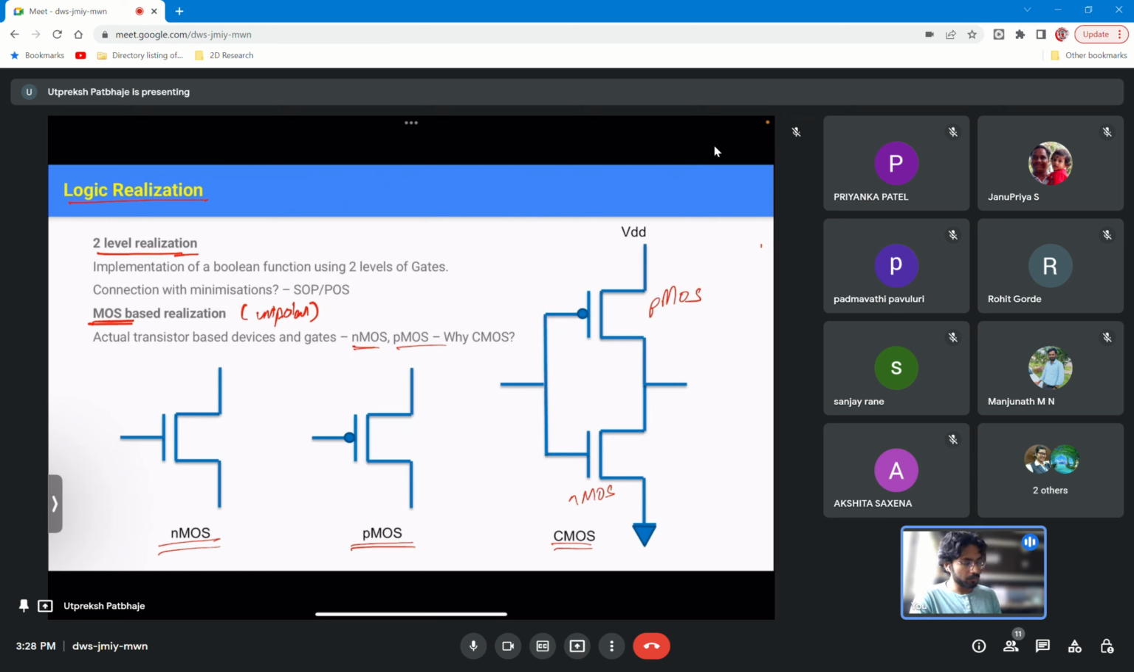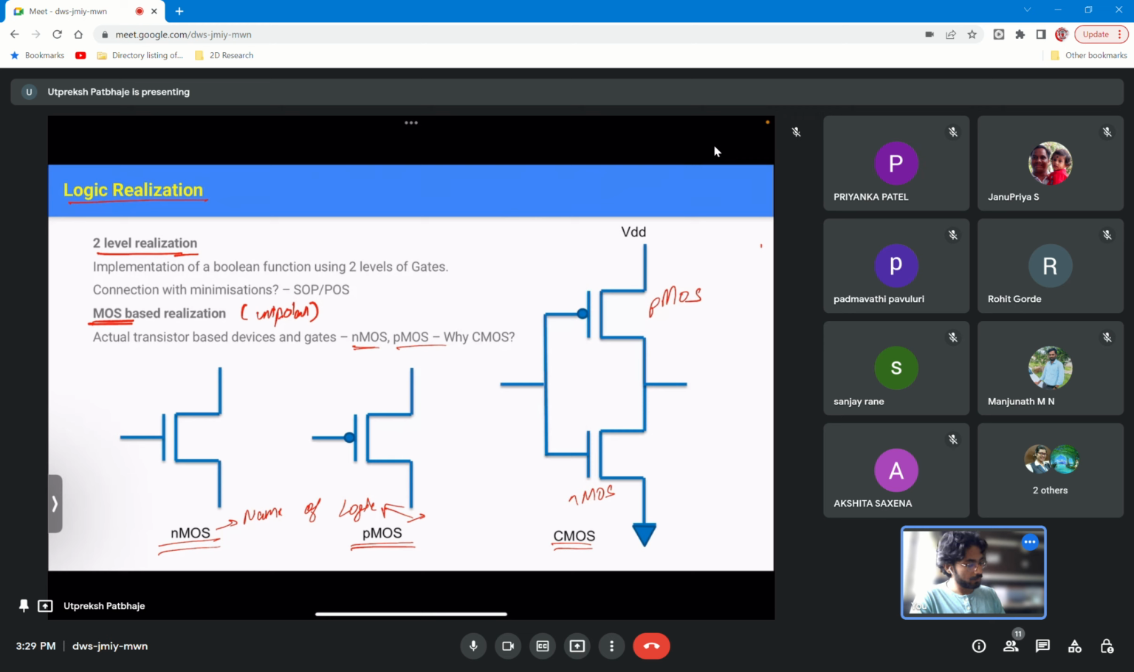And I will just ask you, if you make a circuit using NMOSes, what is this logic called? What is the logic called using NMOS and PMOS? You would be aware if you had already gone through CMOS.